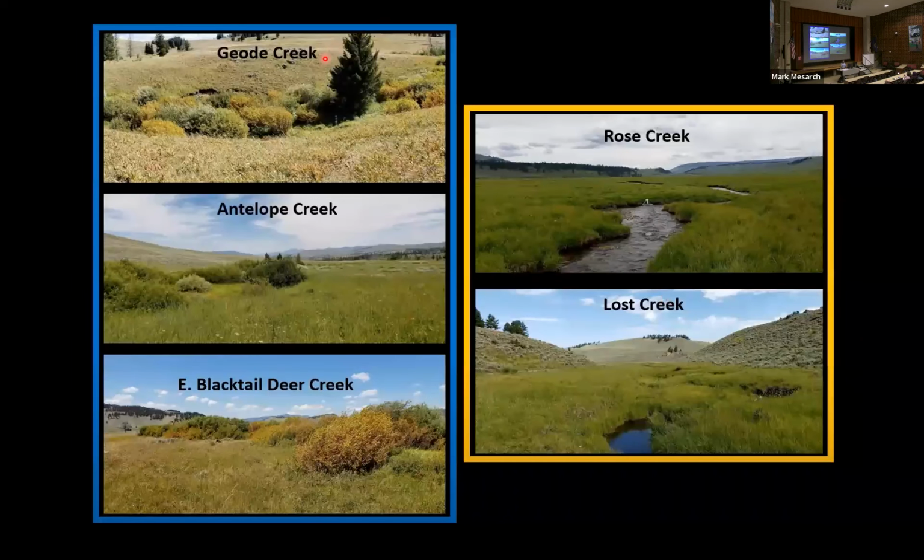So these are the 5 study sites that did not stop flowing in the middle of the summer. On the left side are Geode, Antelope, and East Fork Black-tailed Deer Creek, and those are the creeks dominated by either willow or alder vegetation. And on the right are the open creeks with sedge and grass-dominated vegetation, Rose and Lost Creek.